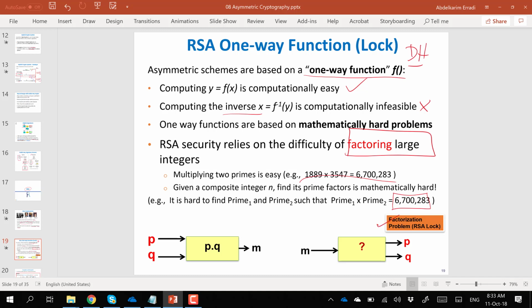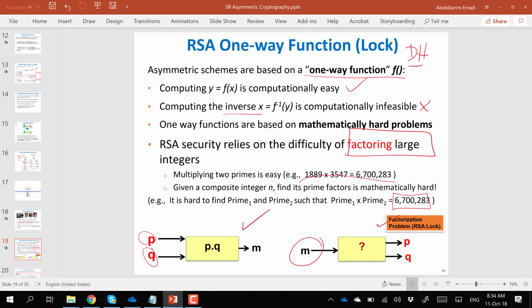So visually, this is how it looks. I give you these two values, P and Q, and then you multiply them. This is super easy. Then I give you the product, and I ask you, what are the prime numbers we used to produce this product? Well, good luck. If you can manage this with large numbers in a reasonable time, with a very efficient algorithm, we can already prepare the celebration for you for another Nobel Prize. It's a very hard problem.